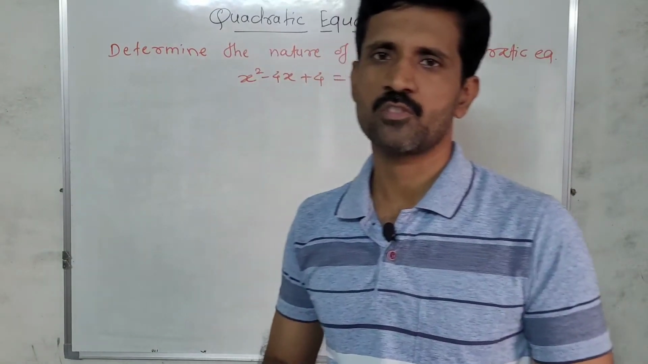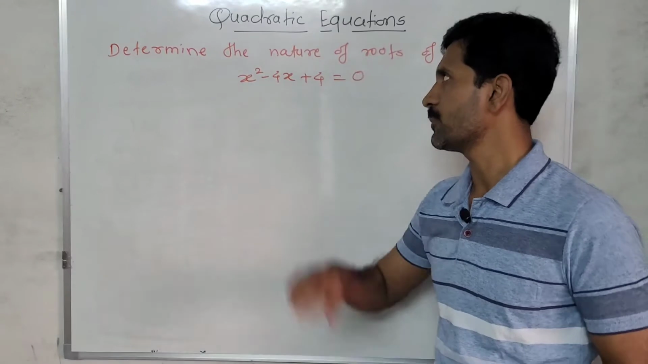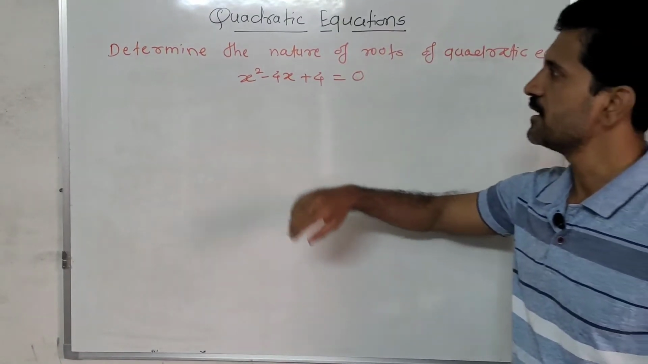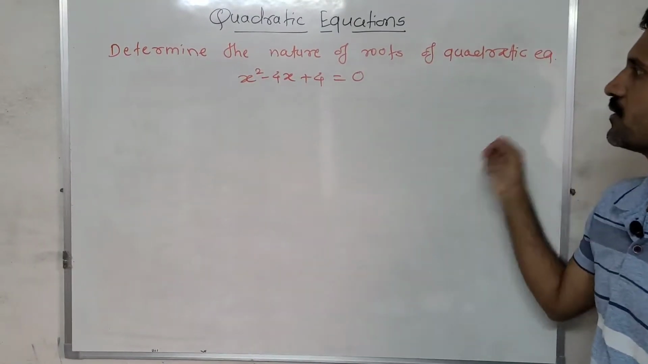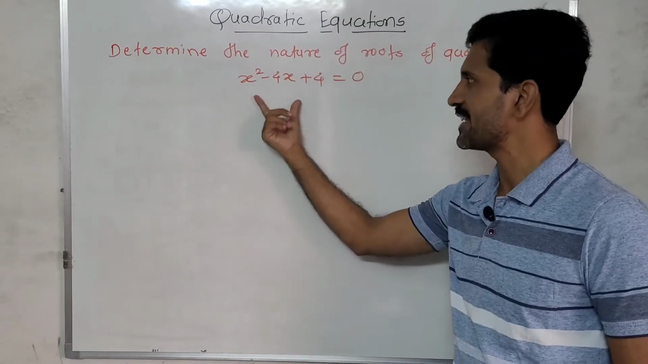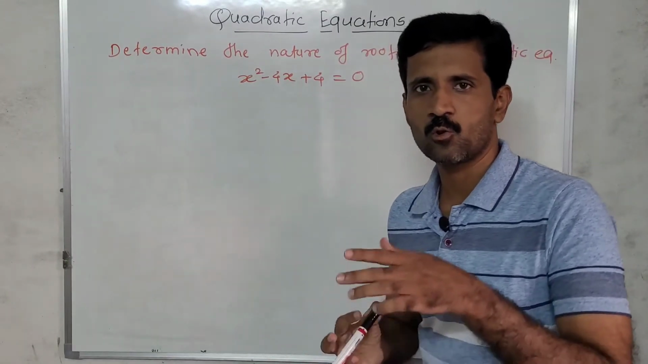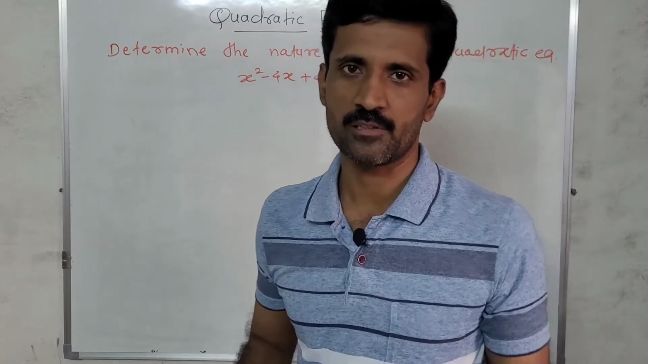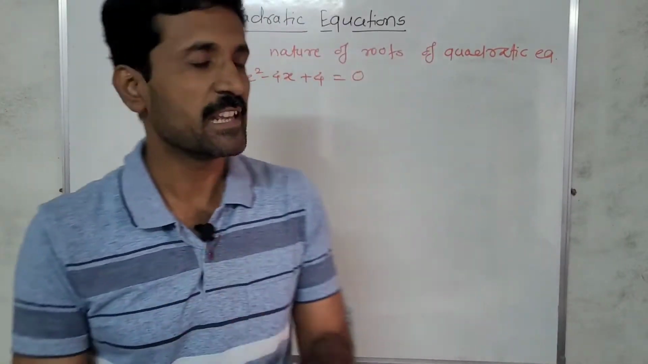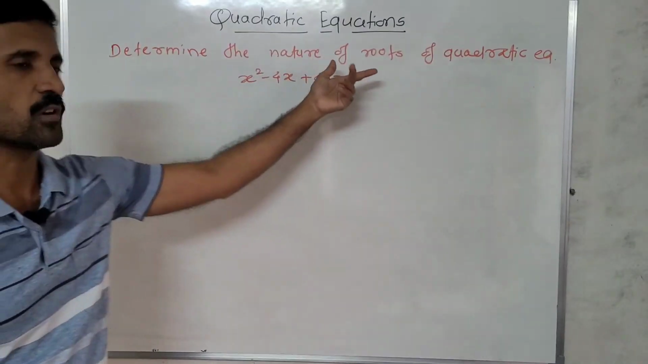In today's video, we'll solve an example from the topic quadratic equations. The question is, determine the nature of roots of the given quadratic equation x square minus 4x plus 4 is equal to 0. Now here we don't want to find the roots of the quadratic equation. Only we have to find the nature of the roots of those quadratic equations.